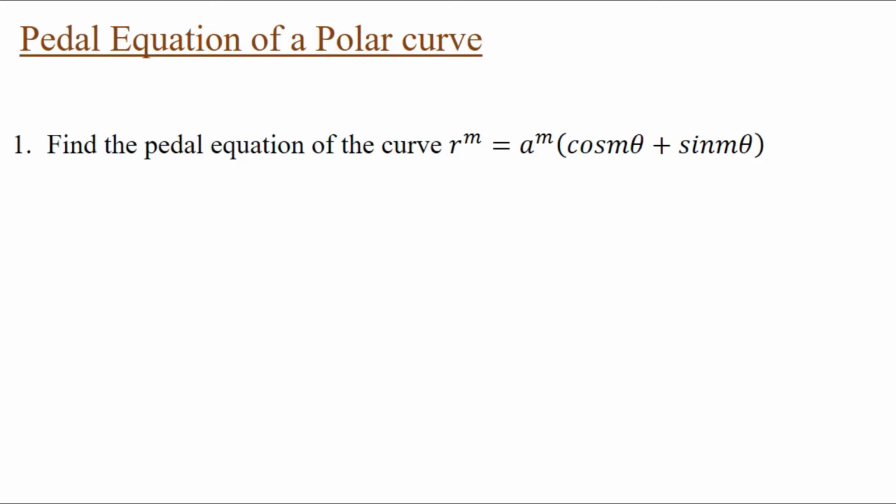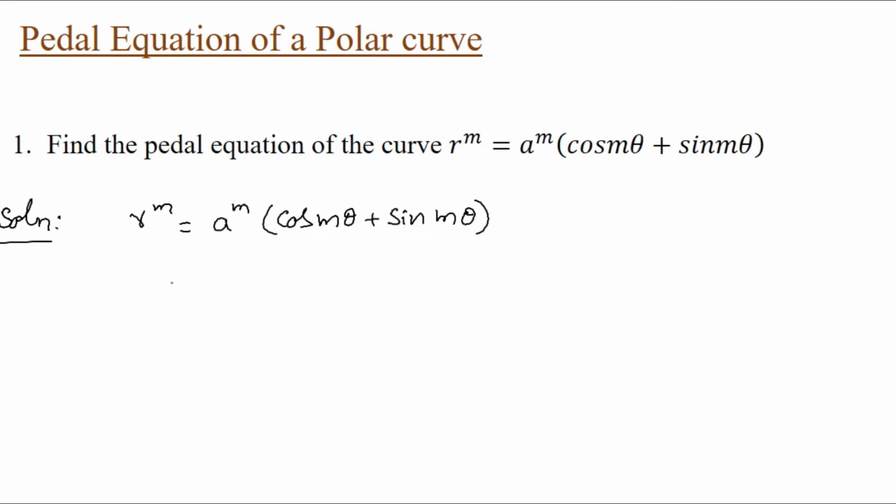So the first question is: find the polar equation of the curve r^m = a^m (cos m theta + sin m theta). Let us consider the curve r^m = a^m (cos m theta + sin m theta).